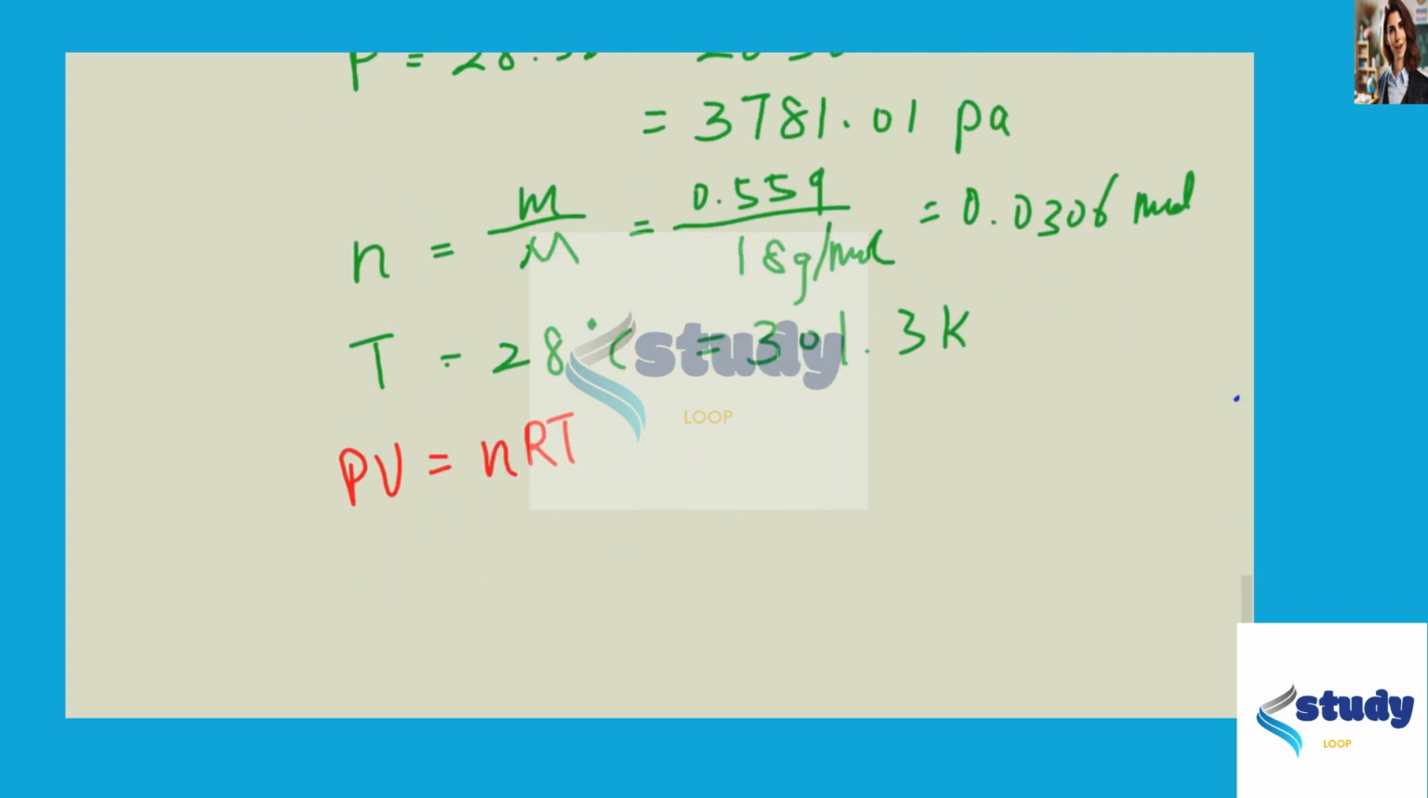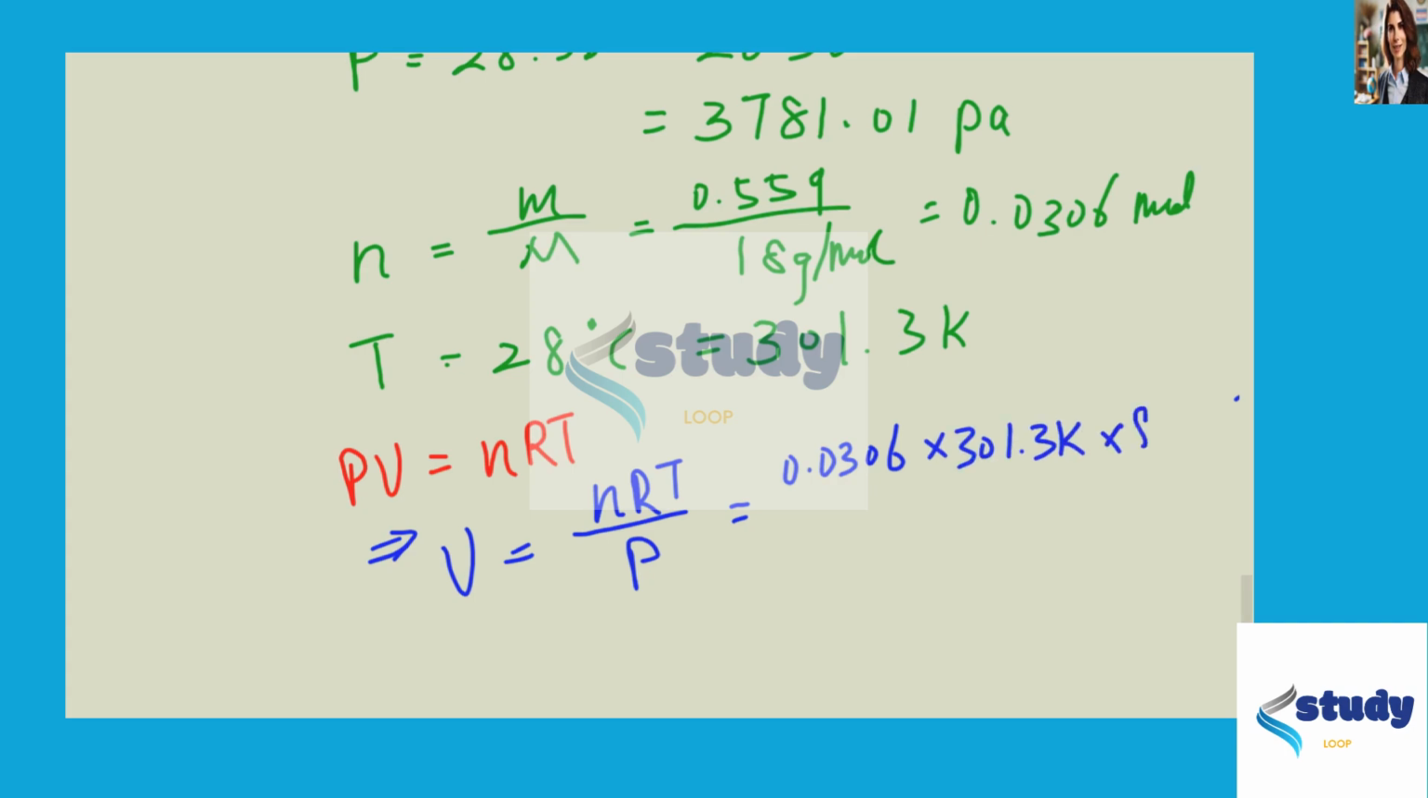Now what we need to do is just plug into PV equals nRT. We do a rearrangement so that V equals nRT over P. So now let's plug in the numbers. The R is 8.314 and the P is 3781.01. So now let's use the calculator again.